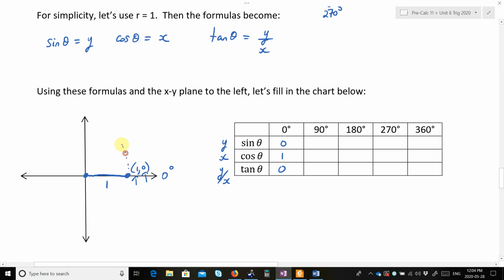And now we are going to transfer this point up to here. This is a 90-degree angle, and this point has coordinates (0, 1). So sine of 90, sine is the y-coordinate, which is 1. Cos is the x-coordinate, which is 0. And tan is y divided by x. 1 divided by 0 is undefined.